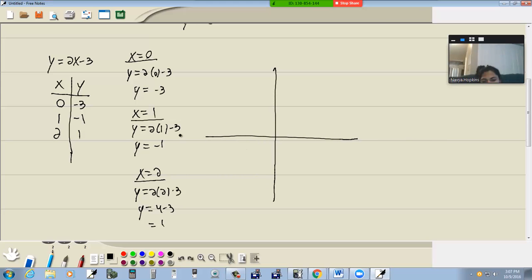So then after I get those 3 points, I'll go ahead and plot them. There's (0, -3). Here's (1, -1). And here's (2, 1). And then, well, if I'd been a little bit more careful, you draw a straight line through them, and that'd be your graph.